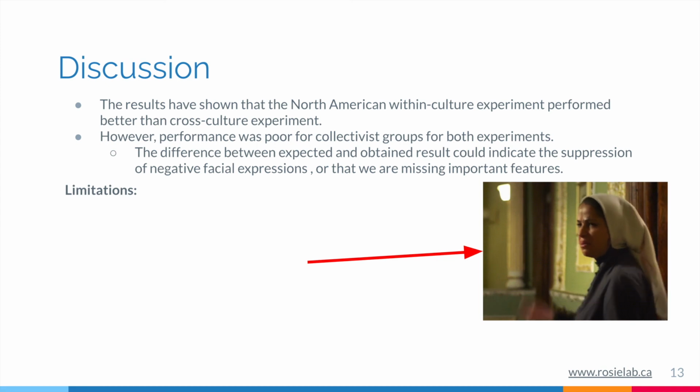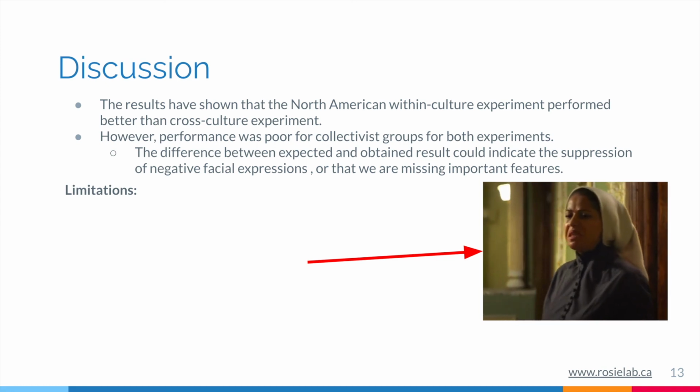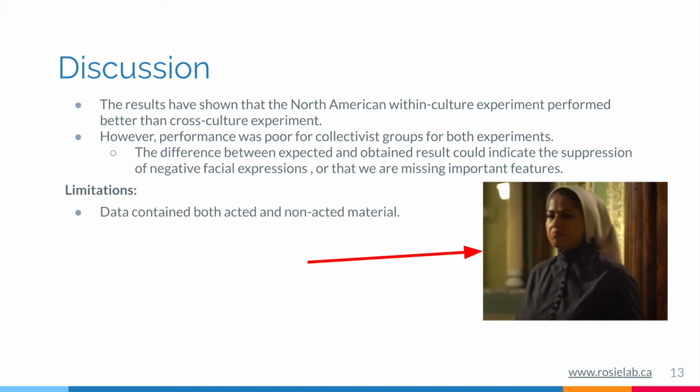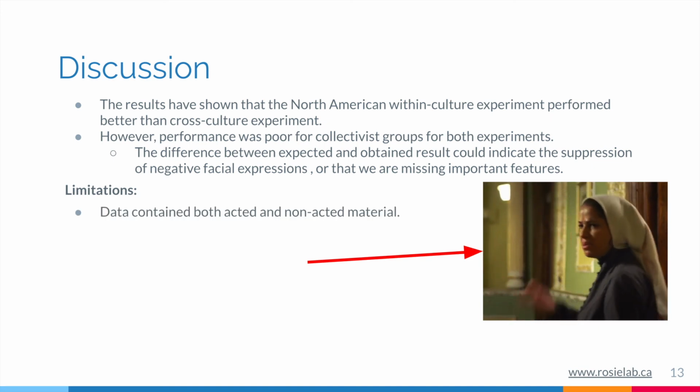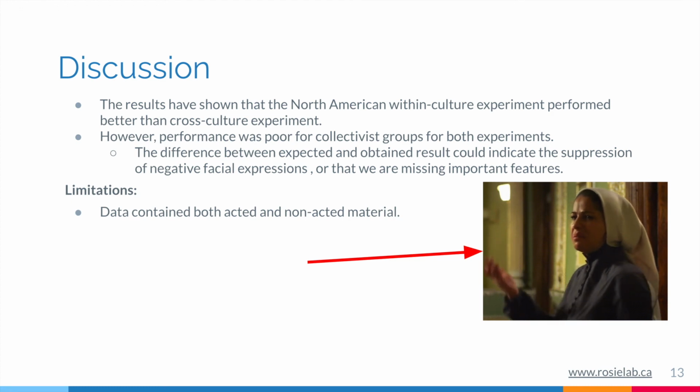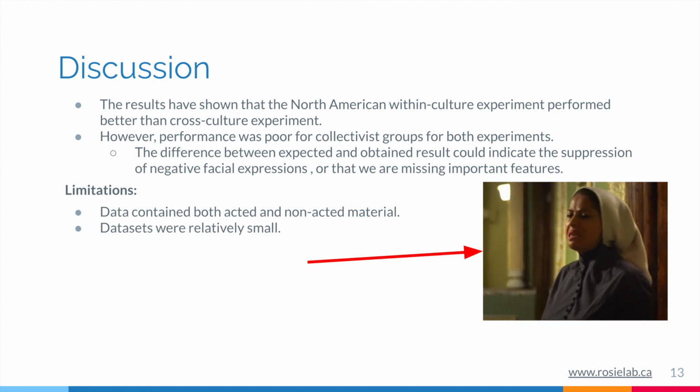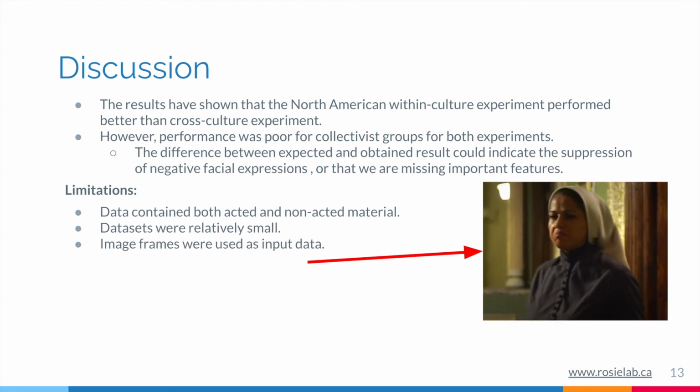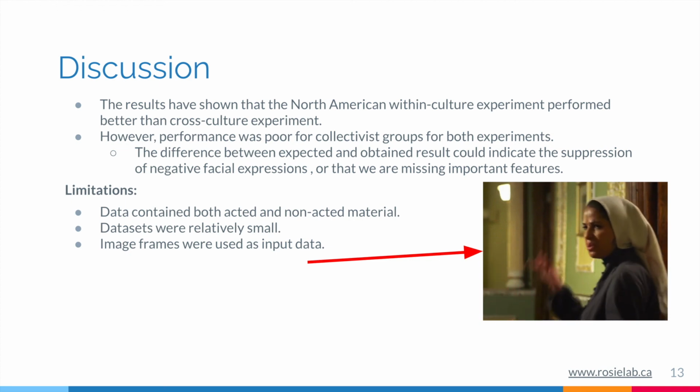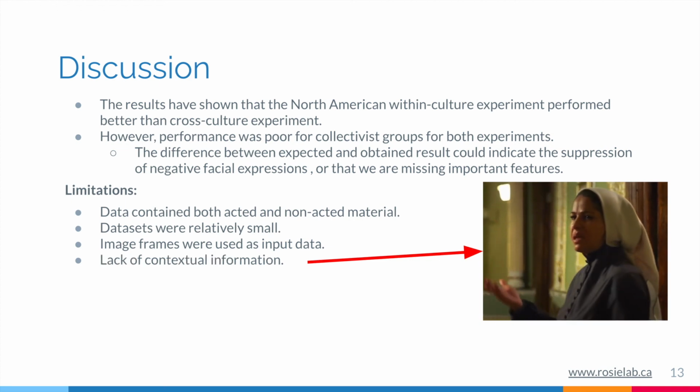For the limitations, it is important to mention that our dataset contained both non-active and active material. Most of the active material was found in the collectivist culture datasets, while clips from reality television were commonly found in the North American dataset. Datasets were also relatively small, and images were also used, restricting our datasets. Finally, our dataset did not contain any contextual information.